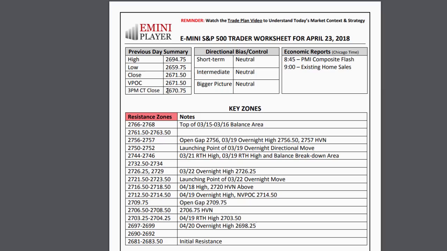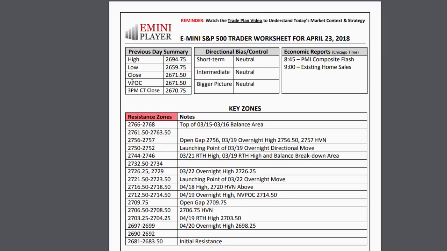And then we have the 3 p.m. Central Time close here. So this is essentially the cash closing price. And this is going to be helpful when we are reading the advance-decline line. A little bit later in the webinar, I'm going to jump into the advance-decline, and then that part will make more sense.